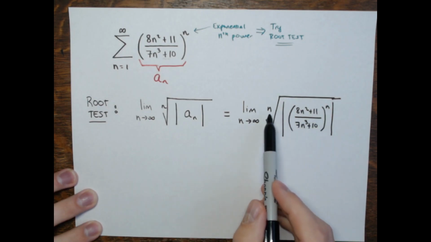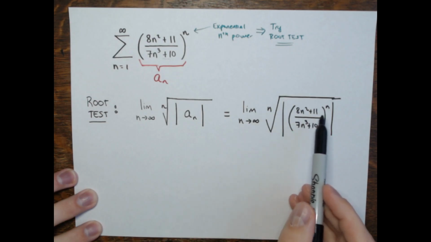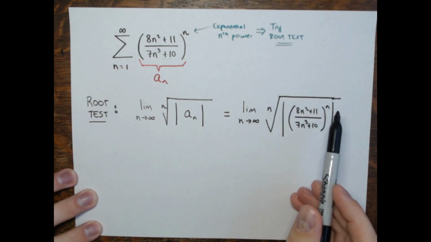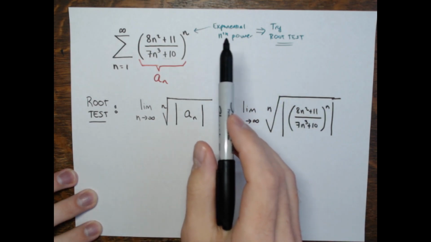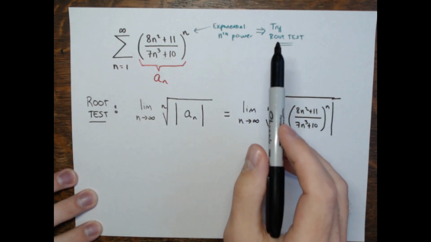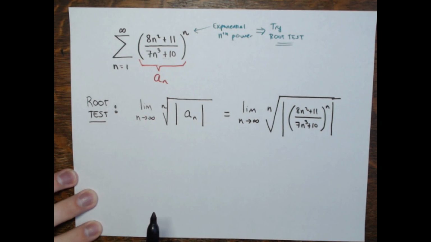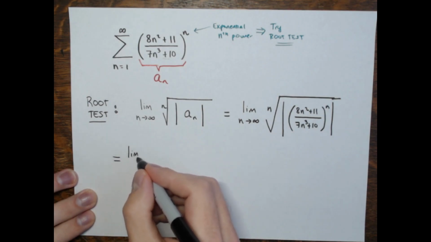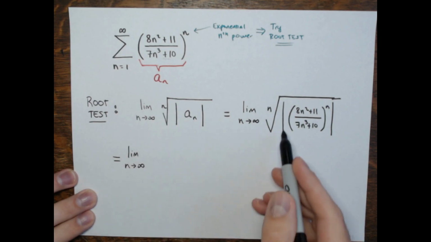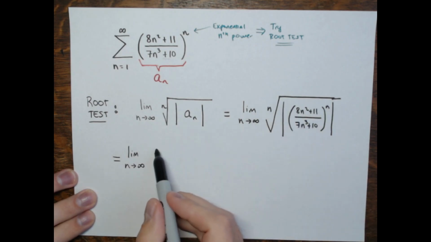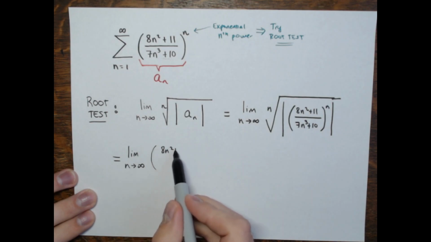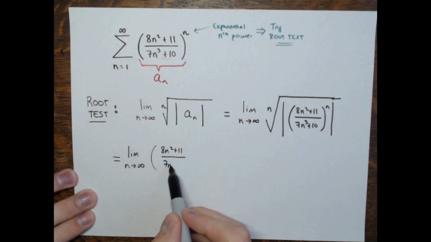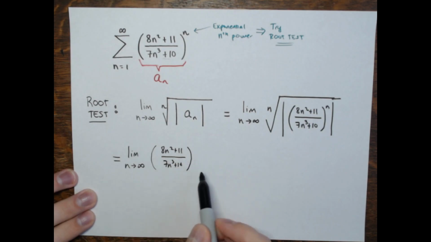And then additionally, when you take the nth root of something to the nth power, those undo one another. So that's what I'm saying. If I see an nth power on my terms, I recommend starting off with the root test if you're seeing some power involving n on all your terms. So this is the limit as n approaches infinity of the nth root of this nth power. I'm just left with the base here, just 8n squared plus 11 over 7n cubed plus 10, and now I have a simple limit to do.